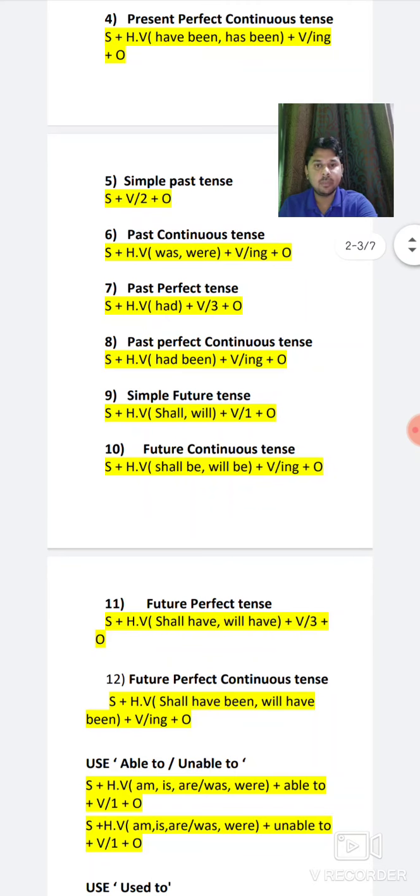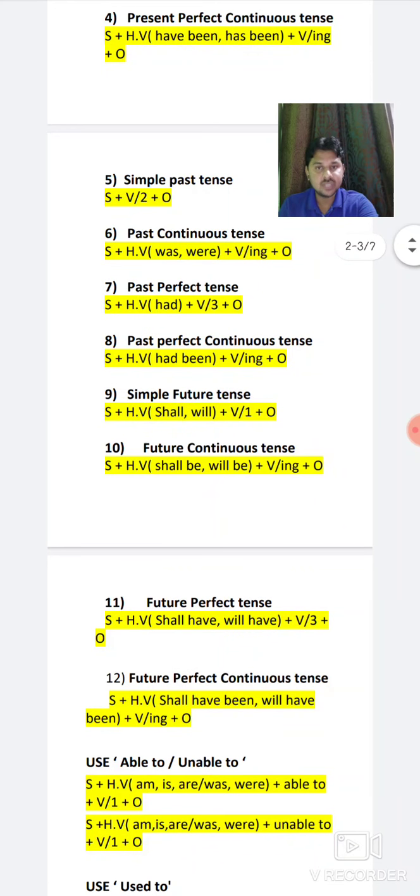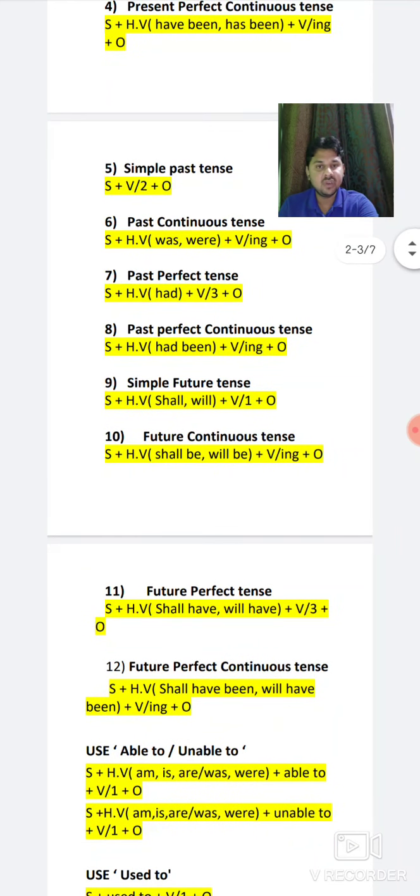Now sixth topic, past continuous tense. One more time, continuous is there, so verb ing will come. Look at what helping verb and what form of verb we have to use. Subject, after that helping verb was or were, any one used properly. After that verb ing will come, and at the last the object will be there.